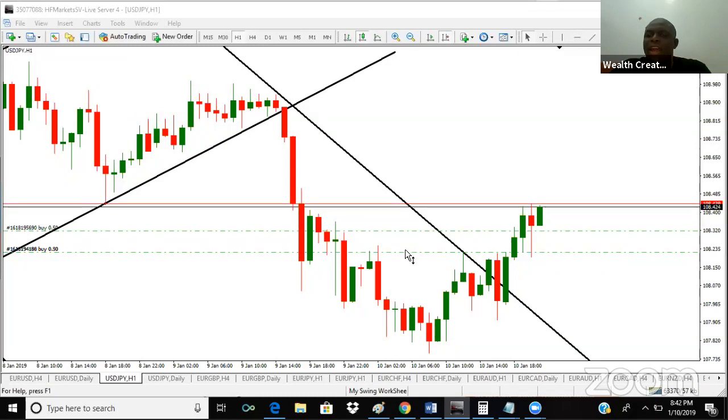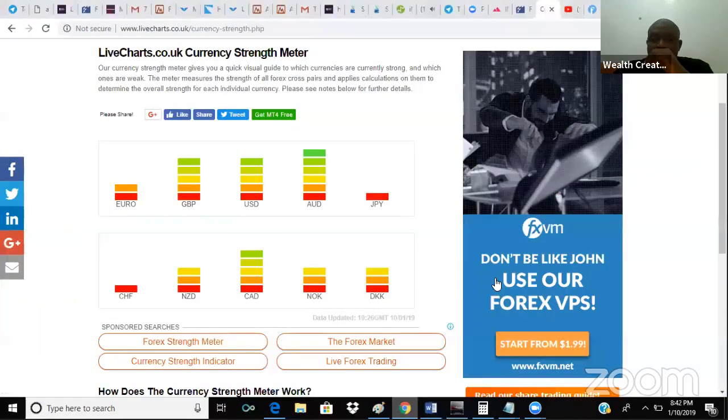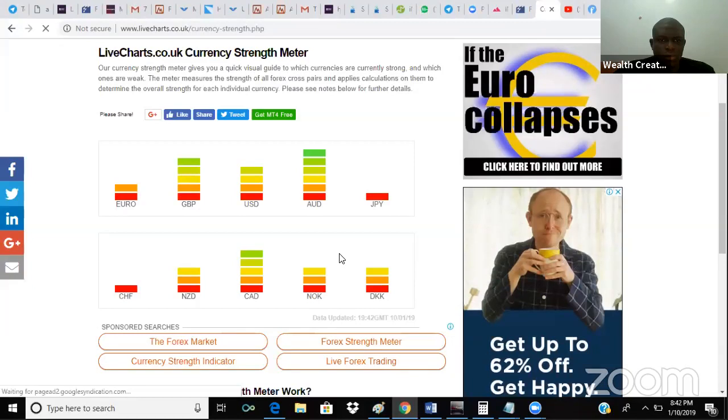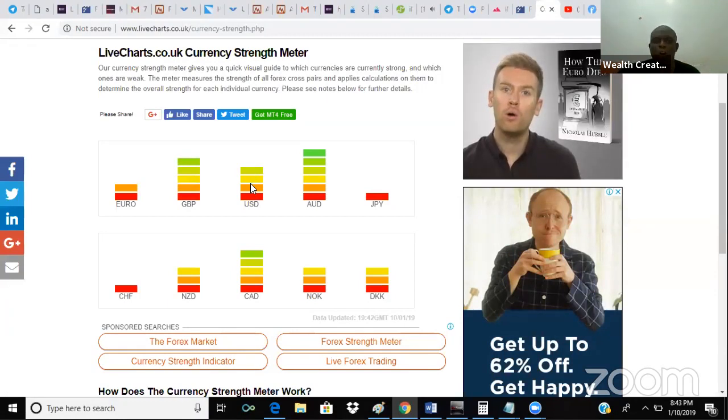How do we determine when the currency is losing strength? By refreshing your page. You refresh your page. I could refresh now and the whole thing changes. Look, USD was 3 before. Now USD is 4. So USD could go to 5 or come to 2.